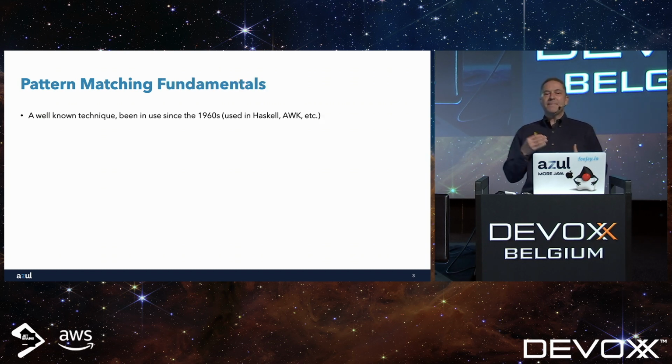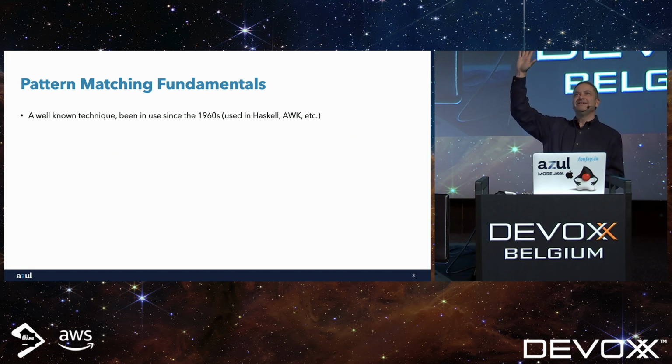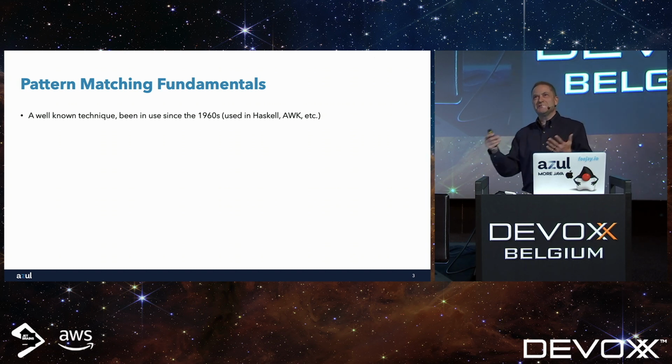So what do we mean by pattern matching in terms of the language? Well, pattern matching's been around for a long time. In fact, if you look at programming languages right back to the 1960s, they've had pattern matching in them. You know, if you look at languages like Haskell and even languages like Awk. Who here has used Awk? Okay, good. That's what I like to see, because it's a good piece of technology. So it's been around for a while.